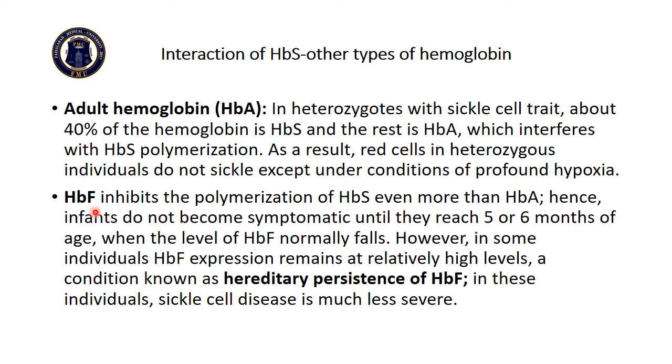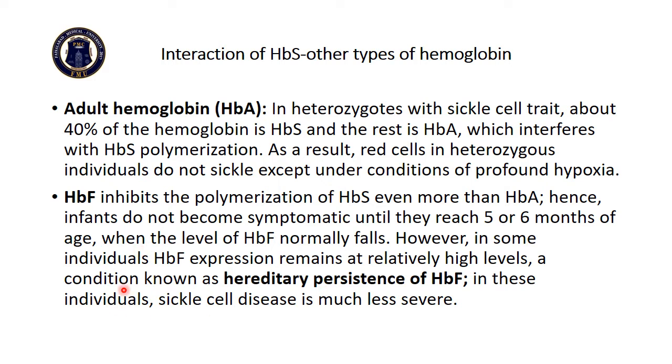The second is fetal hemoglobin. Fetal hemoglobin also inhibits the polymerization of sickle hemoglobin even more than hemoglobin A. Hence, infants do not become symptomatic until they reach 5 to 6 months of age. After that, when fetal hemoglobin levels fall, hemoglobin A levels start increasing and the patient becomes symptomatic.